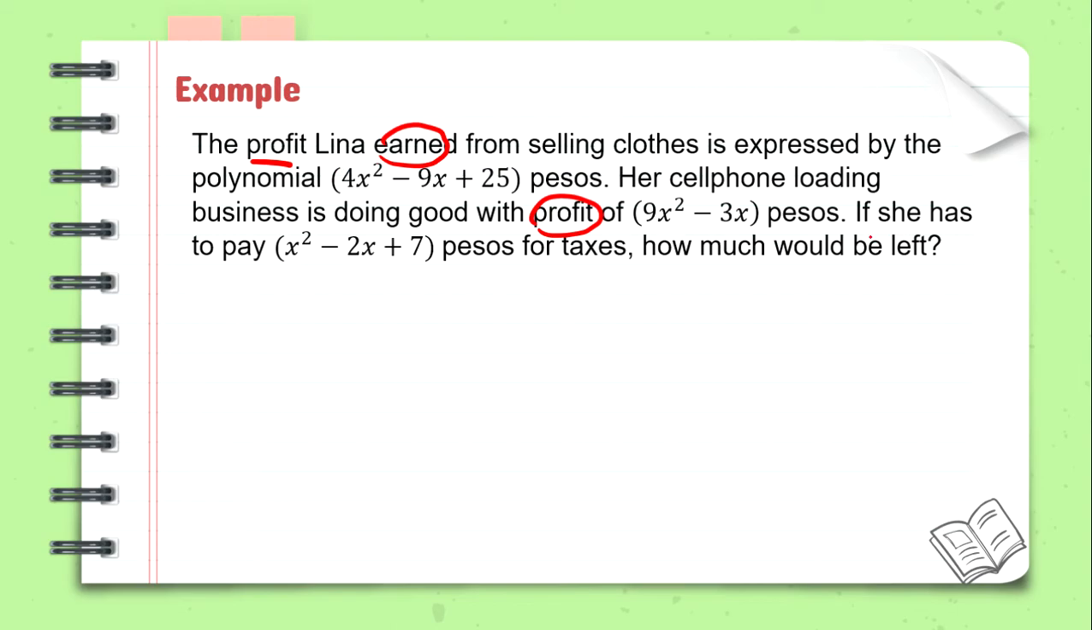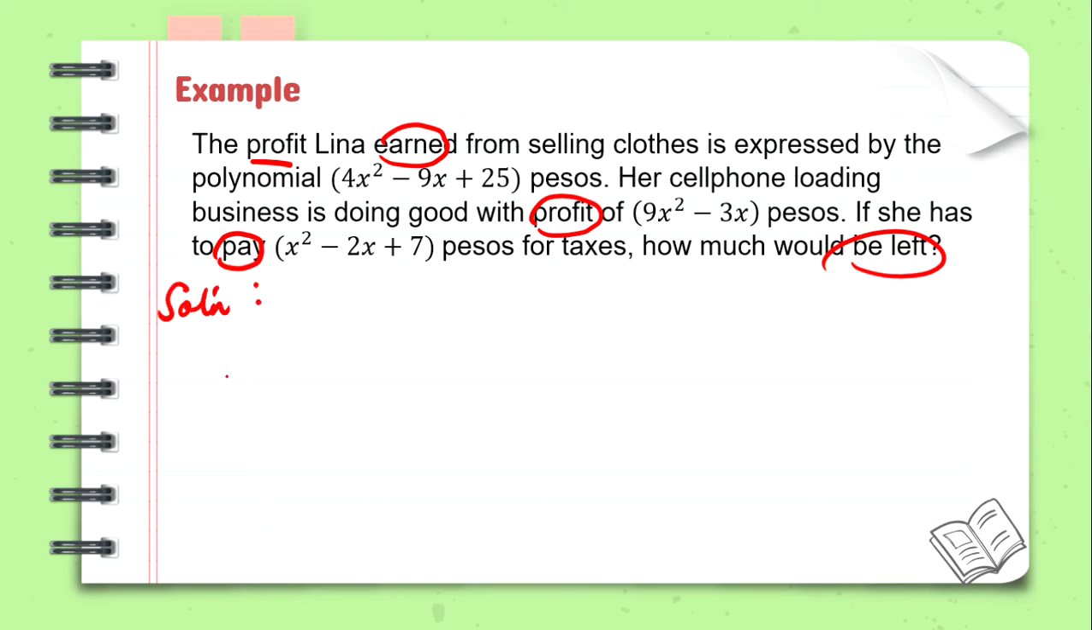Here, she has to pay. By the term pay, it should be deducted from your money, right? If you have to pay something, okay? So after adding this, the sum should be subtracted by x squared minus 2x plus 7. And that would tell us how much would be left. That will answer our question. So let's now have our solution.